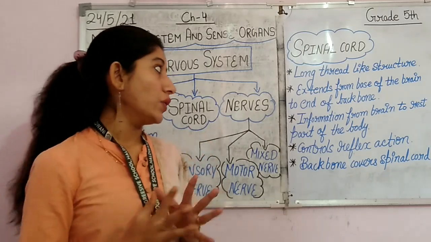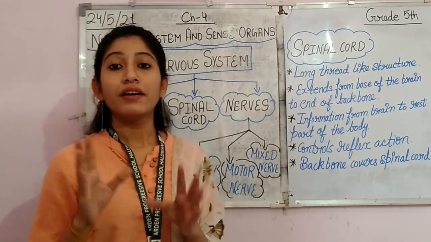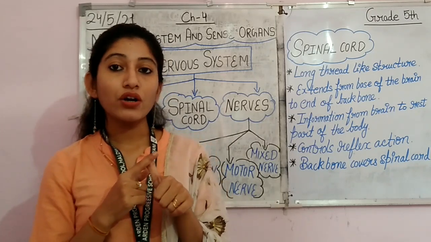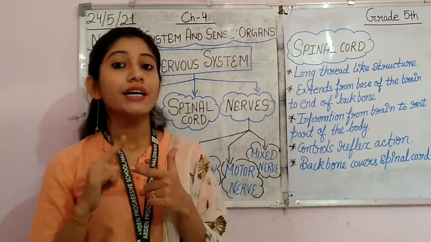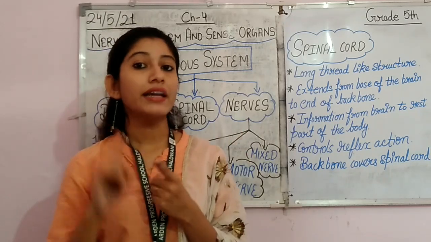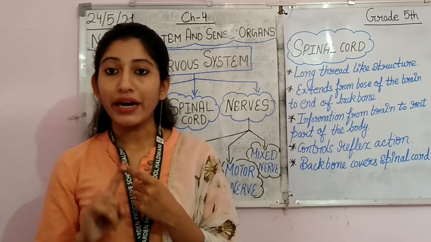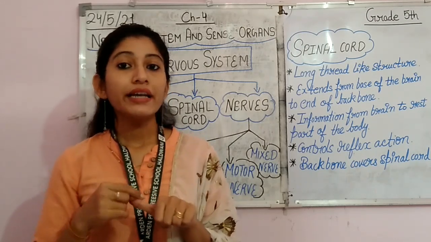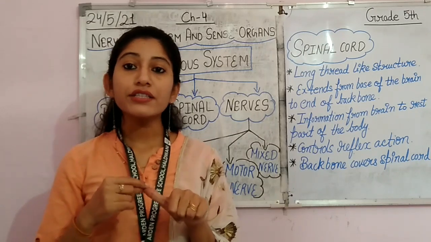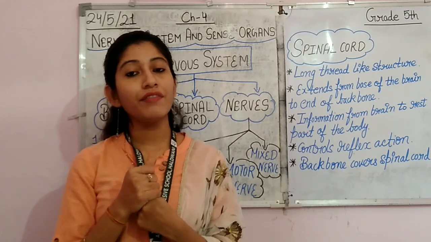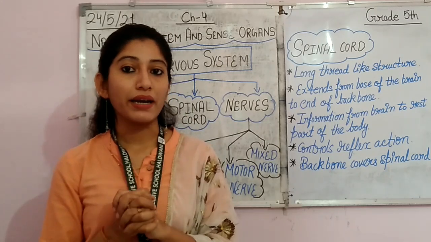Now, we have studied the location of the spinal cord, and we know where it is present in our body. So 2 things. First, it is covered or protected by the backbone. Second, it extends from the base of the brain to the end of the backbone. These 2 things we have now discussed about the spinal cord.